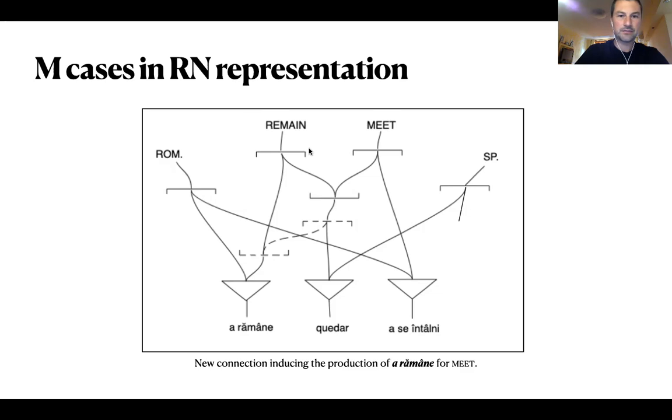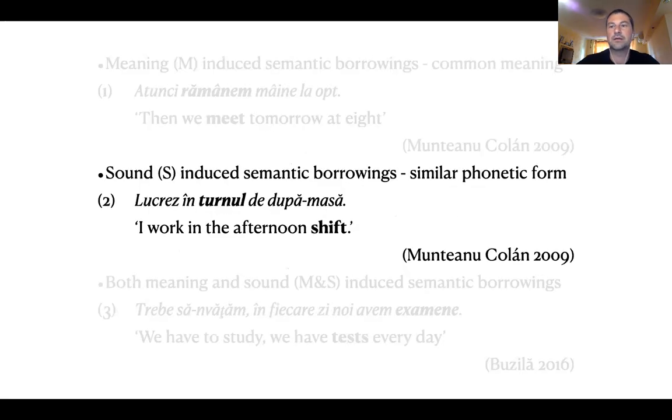The thing is that this relational architecture of the system naturally explains how this type of connection will be built and will get strengthened in time. And that's how we get the production of the lexeme a rămâne with the meaning meet, although it did not have that in Romanian before the contact with Spanish. A similar explanation goes for sound-induced semantic borrowings, with small differences.